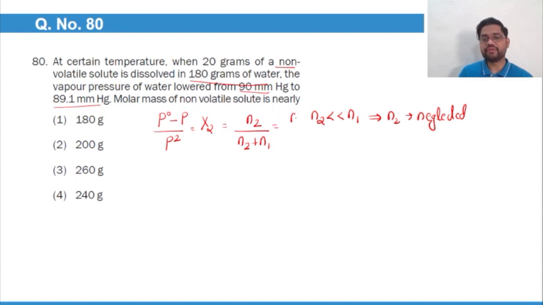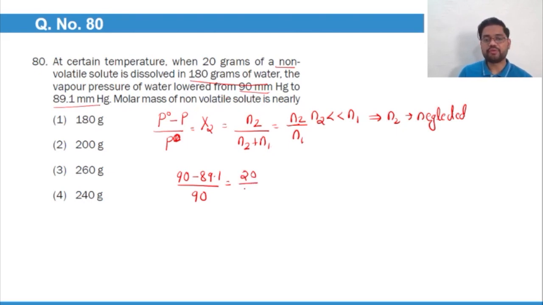So hence we'll get the equation N2 by N1. Oh, sorry, this is P naught, not P2. This is what? P naught. If I substitute the equations, it is 90 minus 89.1, whole divided by 90, that is equal to N2.